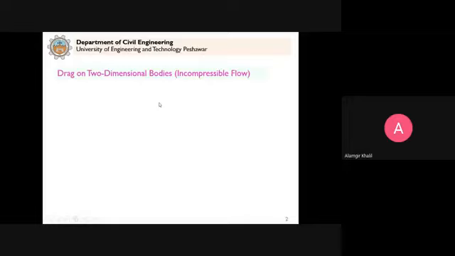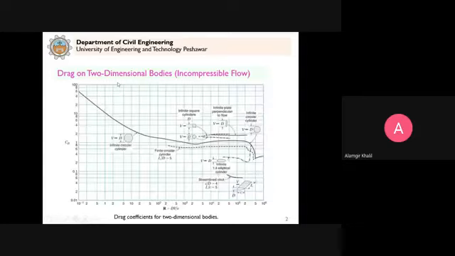So today we will continue with lecture number 9, Forces on Immersed Bodies. In the previous lecture, we studied forces on immersed bodies, what the different forces are, how we can calculate them, and then we studied the drag forces in detail. The drag force has two components, the friction drag and the pressure drag. After that we studied drag on three-dimensional bodies. We continue with that, and this topic is drag on two-dimensional bodies.